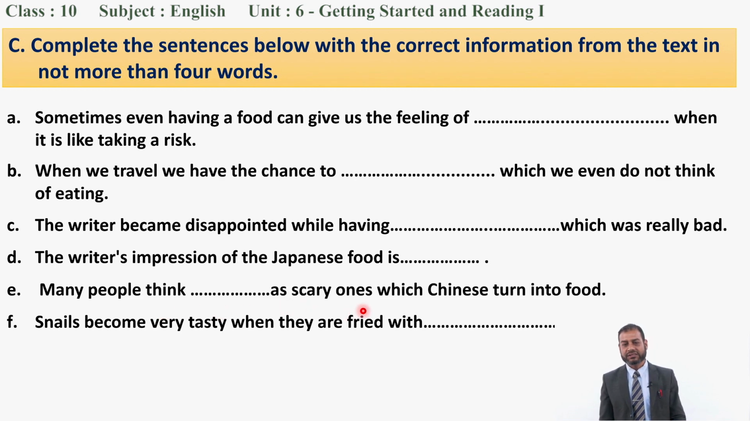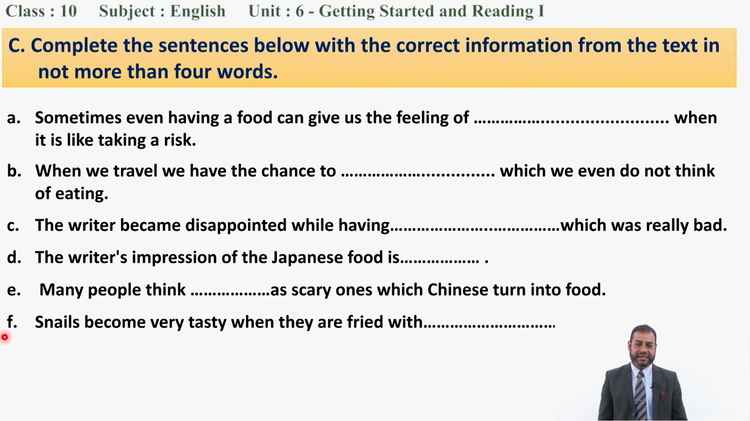Done? Good job. Next, E. Many people think... as scary ones which Chinese turn into food. Here Chinese means you have to see the food that people eat in China. So, what is it? You can go, okay? If you see there China, go there and read in your textbook. So, have you finished it now?